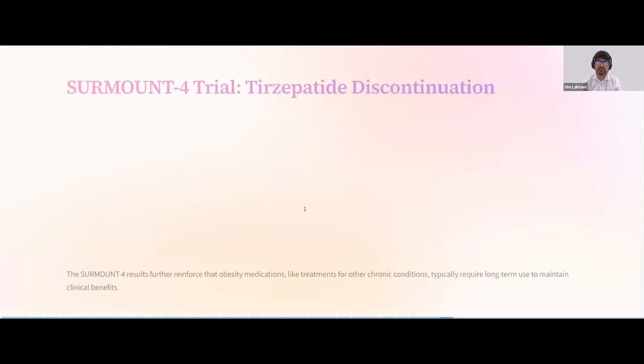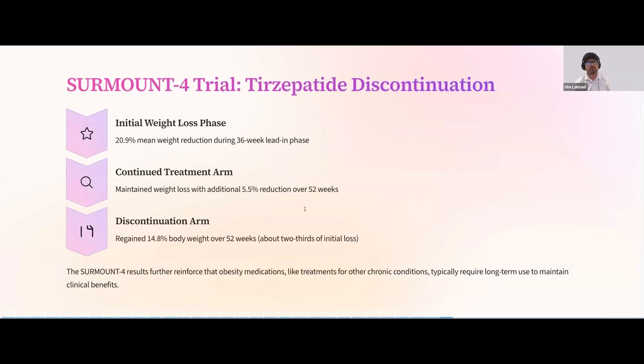More telling, in a recent trial called the SURMOUNT-4 trial, there was a 20% weight loss. After the 20% weight loss, in one group they discontinued tirzepatide, Mounjaro, and in the other group they continued tirzepatide, to see the difference. Of the 20%, 40% was regained over the next year. So patients still retain 5% weight loss, but diet and exercise alone can also lead to 5% weight loss. Whether they stay at that level or not is the question.